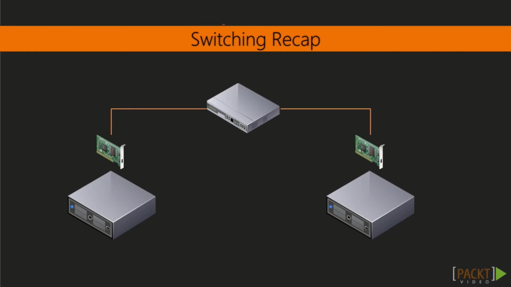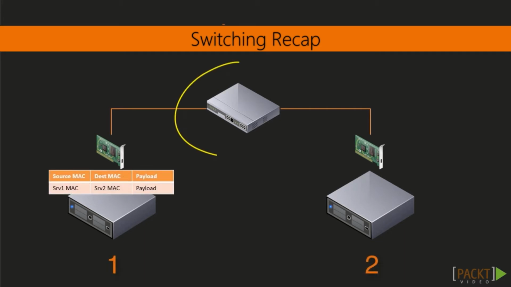So let's start with a short switching recap. I assume that the two servers have already done an ARP broadcast to recognize the MAC address of the other system. So in switching, we have two systems, an Ethernet switch, and if server 1 wants to talk to server 2 and he has already done a broadcast, he knows the MAC address of the second machine, thus allowing to send the Ethernet frame directly.